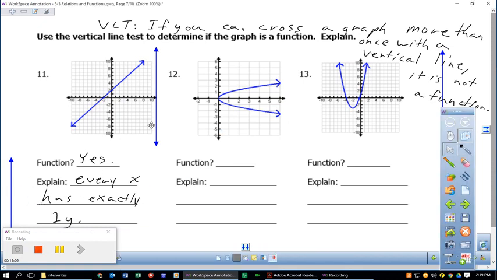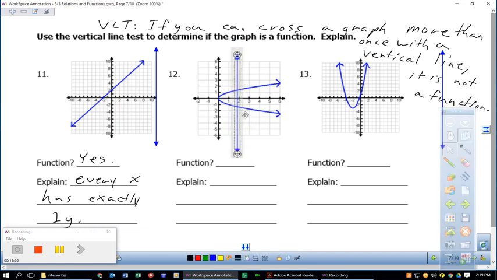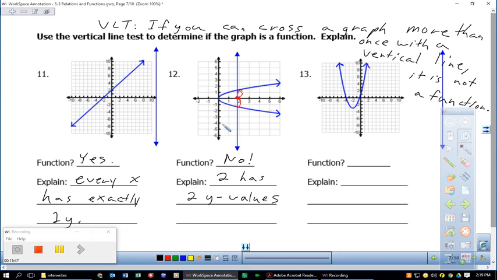Okay, number 12, I guess I could have used the same one. If you try to cross this, actually anywhere, let's just say right at 2, this x goes 2 different places. This x right here has 2 y values. There's vertical stacking. That is not good. So this one is not a function. I'm going to say that 2 has 2 y values. There are lots of places this fails, but it definitely doesn't work at 2.